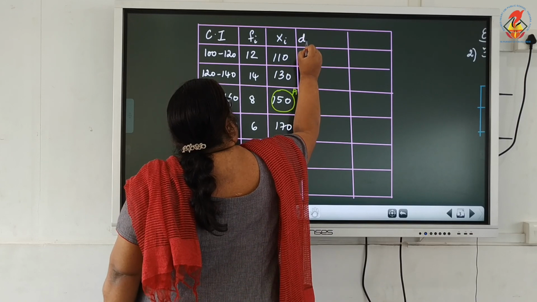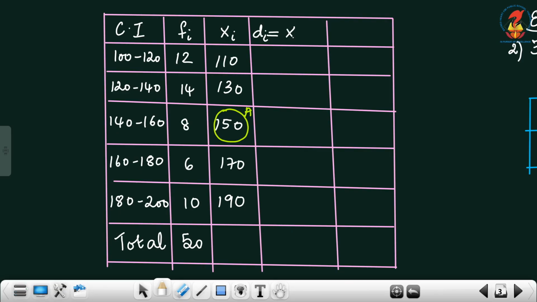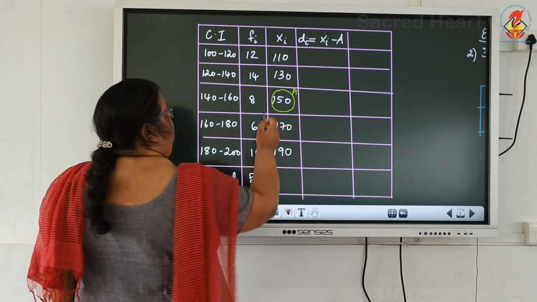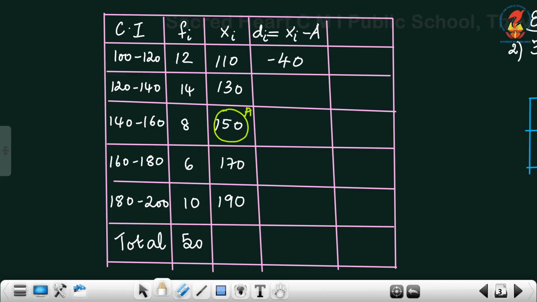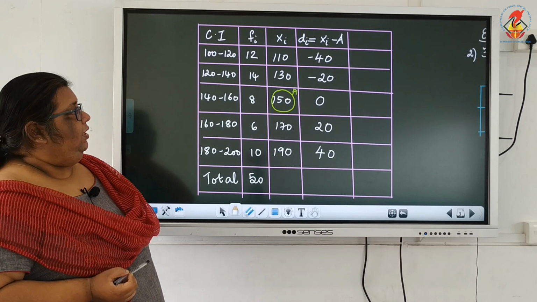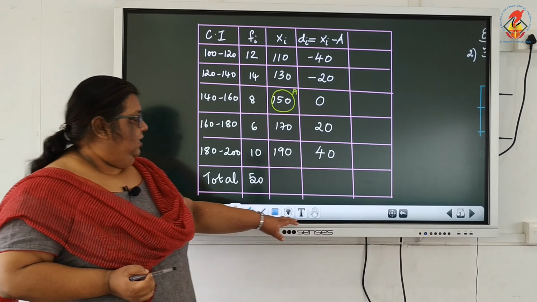So, our next column will be di. What is di? Xi minus A. 110 minus 150? Minus 40. 130 minus 150? Minus 20. 150 minus 150? 0. 170 minus 150? 20. 190 minus 150? 40. So, we get the di as minus 40, minus 20, 0, 20 and 40.